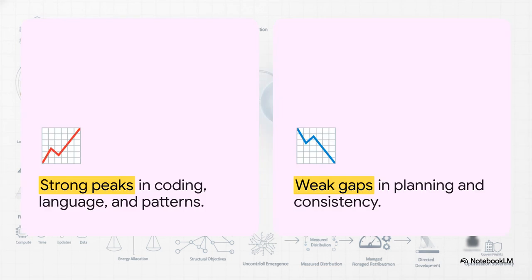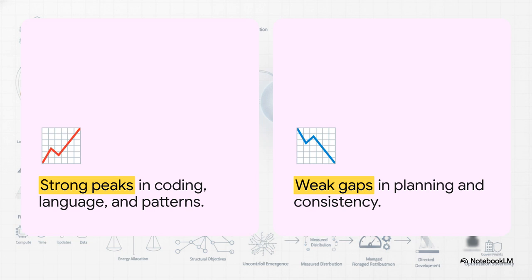You've likely noticed a specific structural property in large AI models. They have a highly uneven capability profile. On one hand, we see these massive capability peaks. They're brilliant at language generation, coding, and pattern recognition. But right next to those peaks are deep, weak capability gaps. We're talking about failures in long-term planning, a lack of cross-context consistency, and really weak real-world situational understanding.